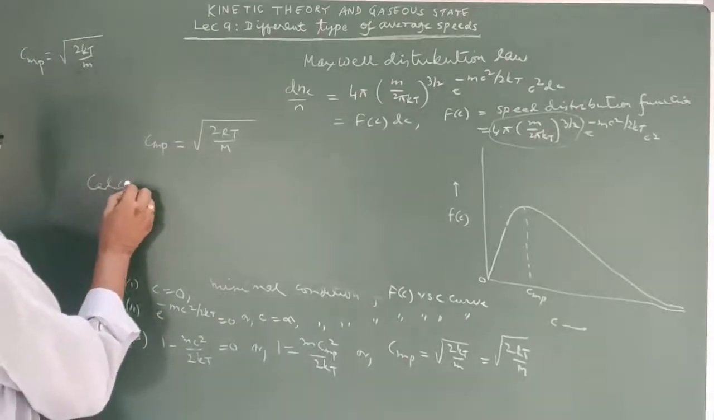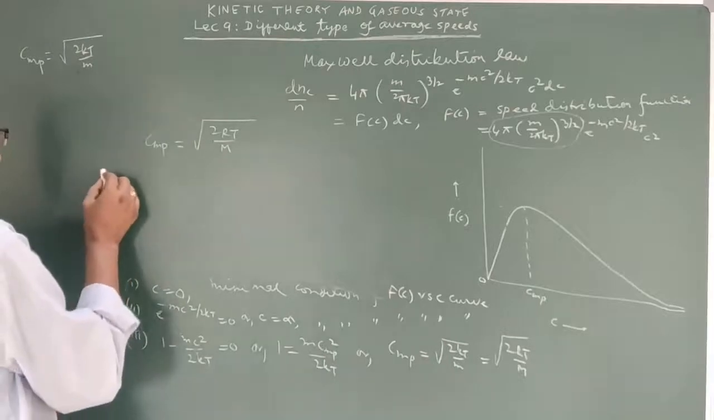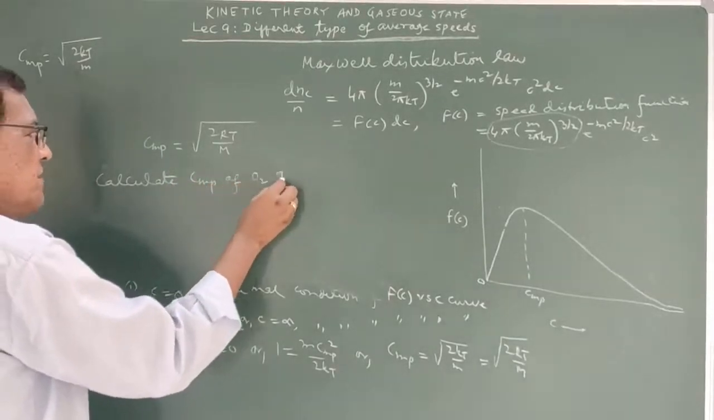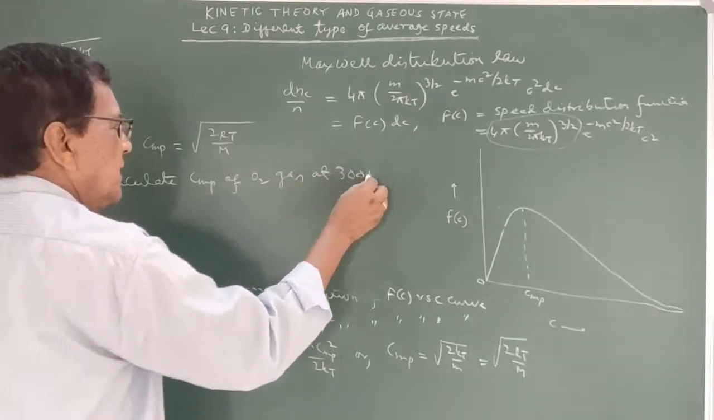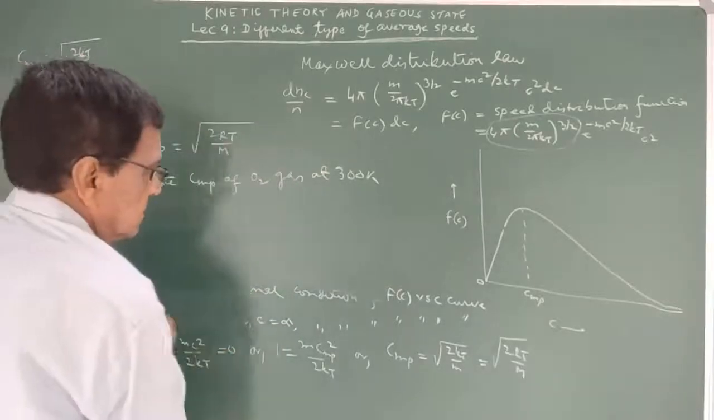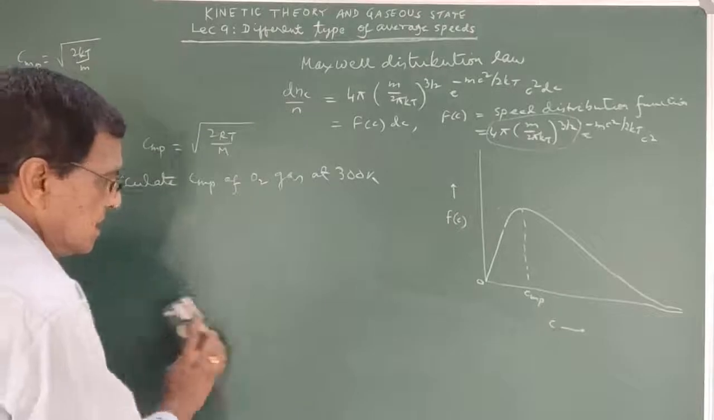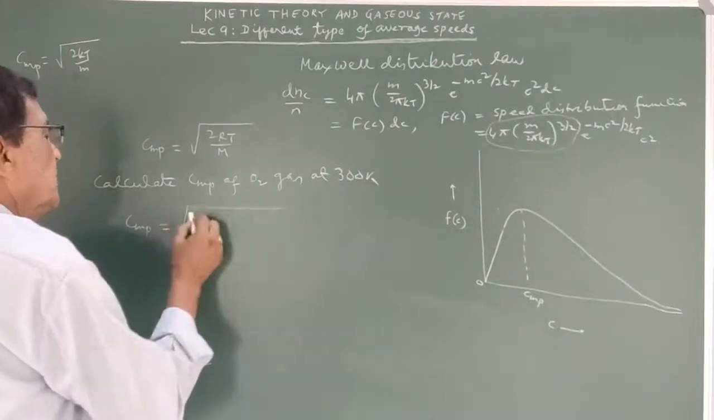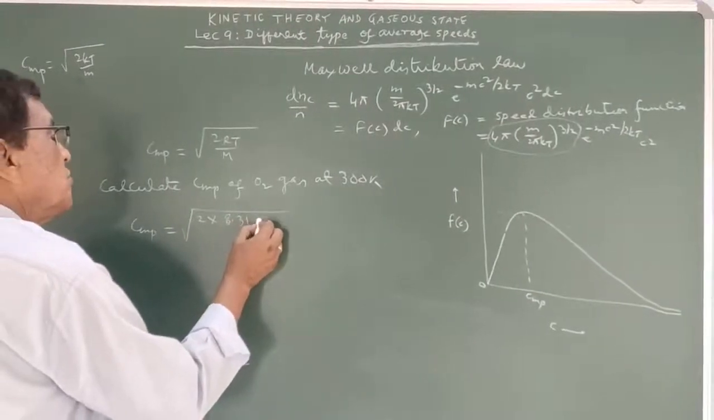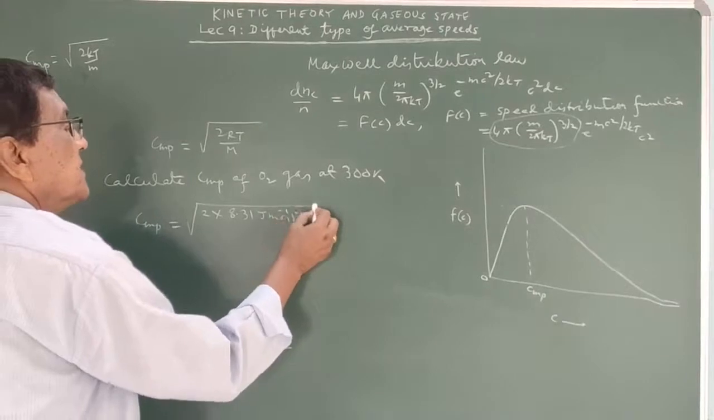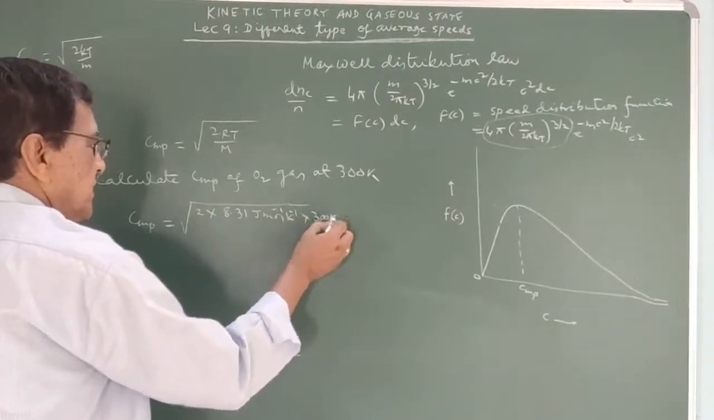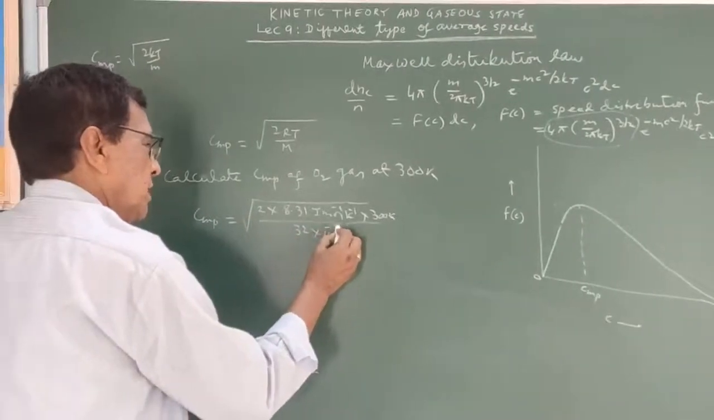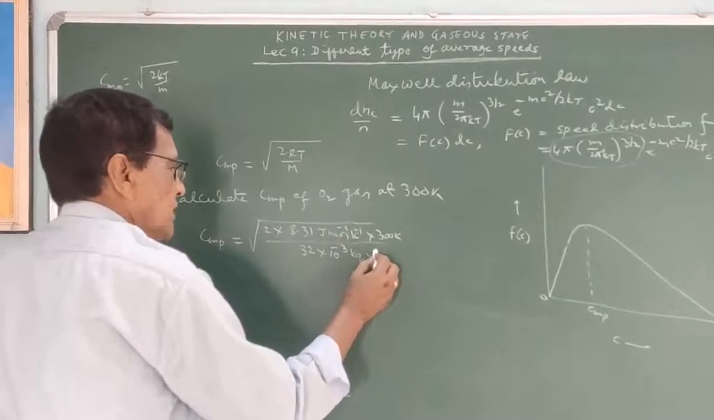Now if we calculate C_MP of oxygen gas at 300 Kelvin, then C_MP equals root over of twice into 8.31 joule mole inverse Kelvin inverse and into temperature 300 Kelvin, divided by M for oxygen, which is equal to 32 into 10 to the power minus 3 kg mole inverse.